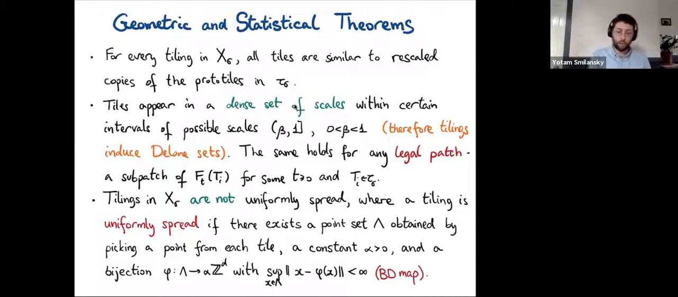So it's nicely spread in the sense of Delaunay sets, but it's not uniformly spread in the sense of having a bounded displacement by a bijection to some lattice. A point set is called uniformly spread if there exists a bijection from your point set to some lattice, so that the supremum of your displacement is bounded. You're not sent too far away. And these tilings are not uniformly spread, so these are not lattice-like. The Penrose tiling is uniformly spread. So this is another difference. Whenever you have incommensurability, you are never uniformly spread.